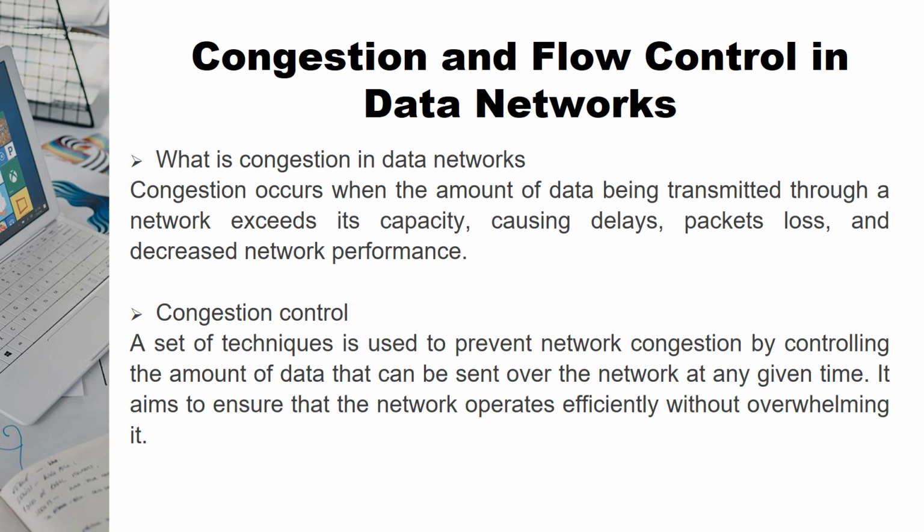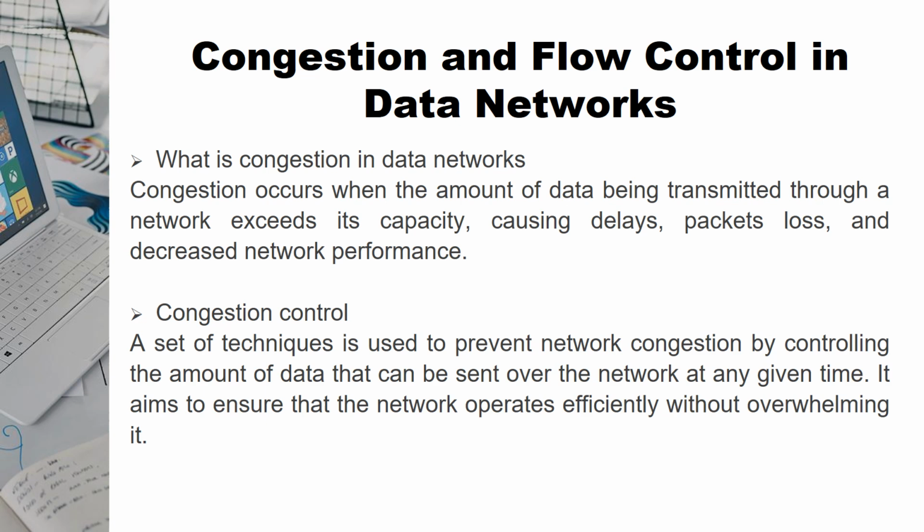When talking of congestion and flow control, these are essential concepts in data communication and networks that ensure efficient and reliable data transfer. So what is congestion in data networks? Congestion occurs when the amount of data being transmitted over a network exceeds the network's capacity to handle it. This can lead to delays, packet losses, and decreased network performance.